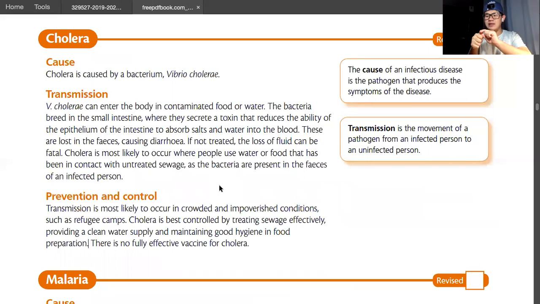You cannot just go to the toilet and have everything that goes into the toilet go straight into the river. It has to be filtered first. Okay, we need to treat the sewage first before we dump it into the river or into the sea. Second is obviously you need to ensure that you have a clean water supply. Okay, this is for drinking, right? And lastly, by maintaining good hygiene in food preparation.